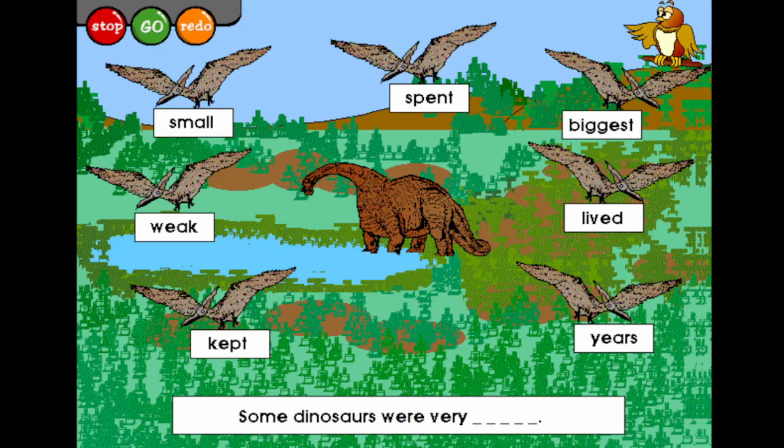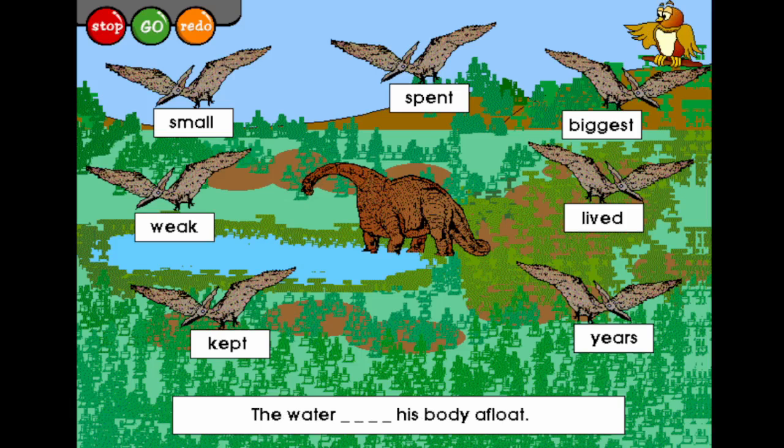Click on the word that best fits this sentence. Small. Some dinosaurs were very small. Lived. Dinosaurs lived on Earth 180 million years ago. Weak. Brontosaurus's legs were very weak.